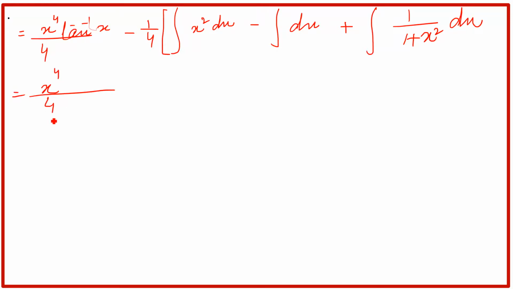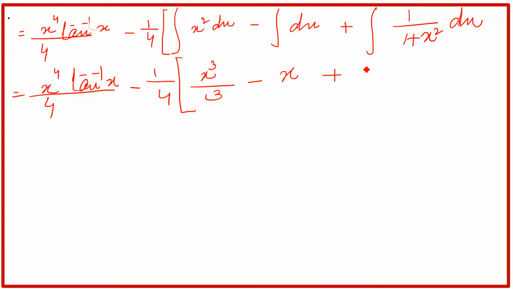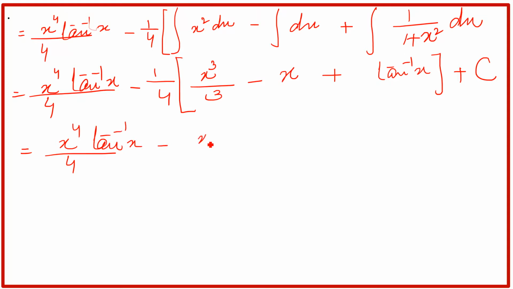Now the question is very easy. x4 tan inverse x divided by 4 minus 1 over 4 will remain here. Here we will use the power rule: x cube over 3. You have to add 1 to the power and divide by the new power. The integration of 1 dx is x, plus, right? Here 1 divided by 1 plus x square is equal to tan inverse x plus c. Now we multiply: x4 tan inverse x over 4 remains the same, minus x cube over 12, and this minus minus will be plus x over 4, minus 1 over 4 tan inverse x plus c, and this is your answer.